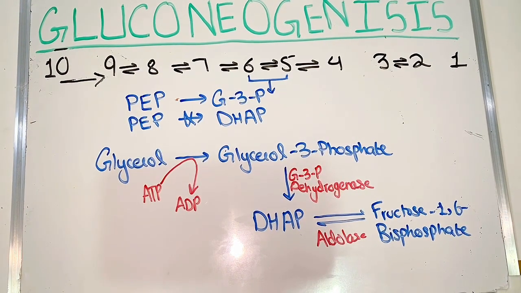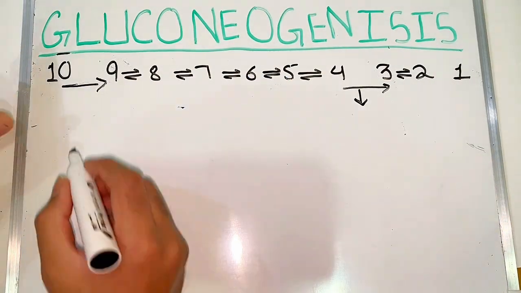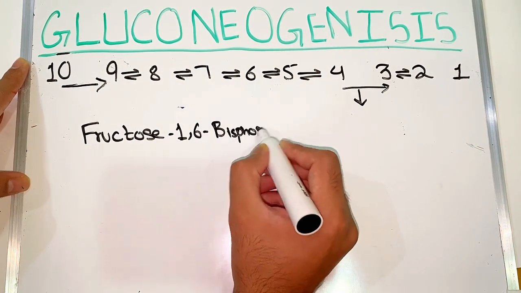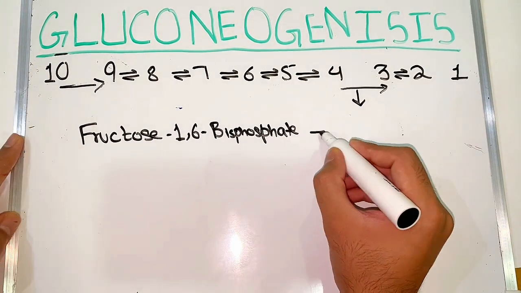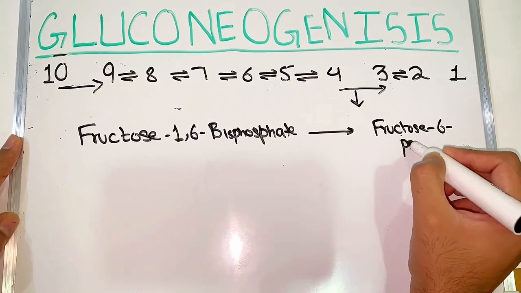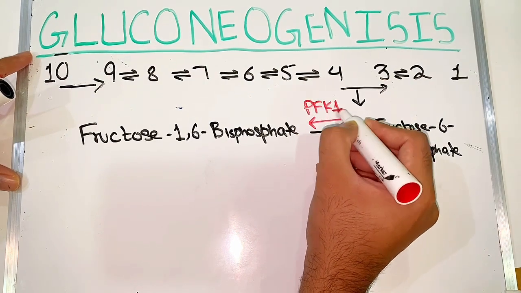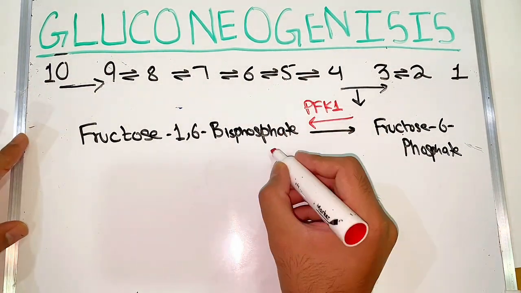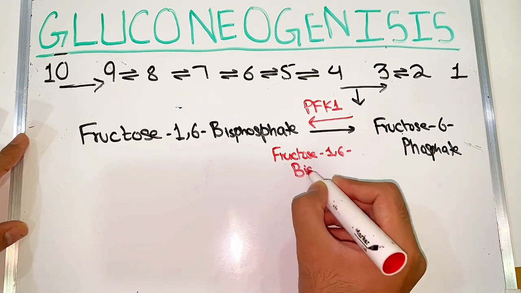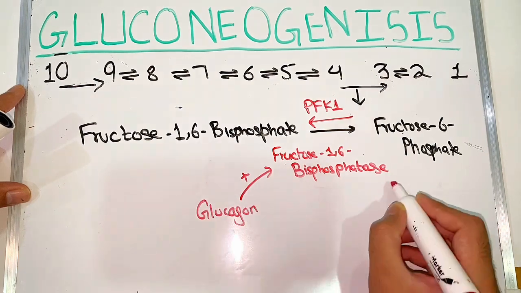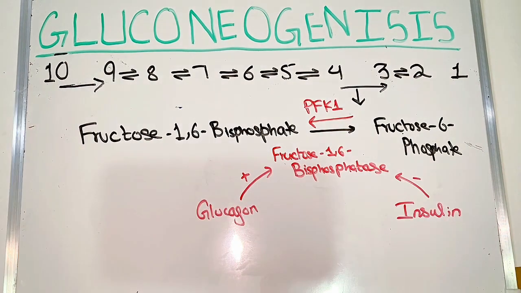Next, the second irreversible step is fourth to third. In this process, we have to convert fructose 1,6-bisphosphate into fructose 6-phosphate. In glycolysis, fructose 6-phosphate is converted into fructose 1,6-bisphosphate by the enzyme called phosphofructokinase 1, which is also called PFK1. But in gluconeogenesis, we will use the enzyme fructose 1,6-bisphosphatase. Glucagon stimulates this enzyme, while insulin inhibits it.